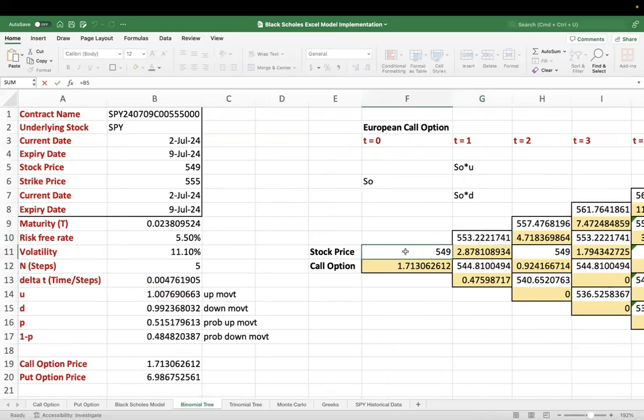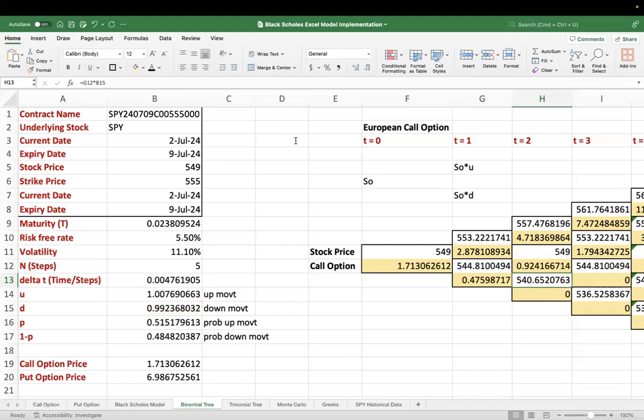So this is nothing but we multiply S naught with U to arrive at S naught U, and similarly we multiply S naught with D to arrive at the down price. Now again we'll use the same thing. We'll multiply this with U, and similarly we'll multiply this with D. Same thing will happen again. Multiply this with U and multiply this with D to arrive at this formula. Okay.